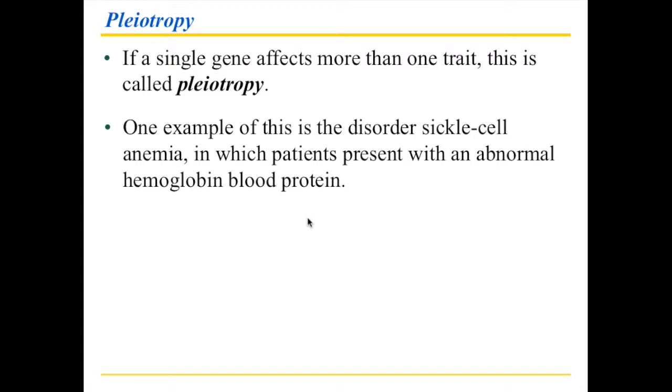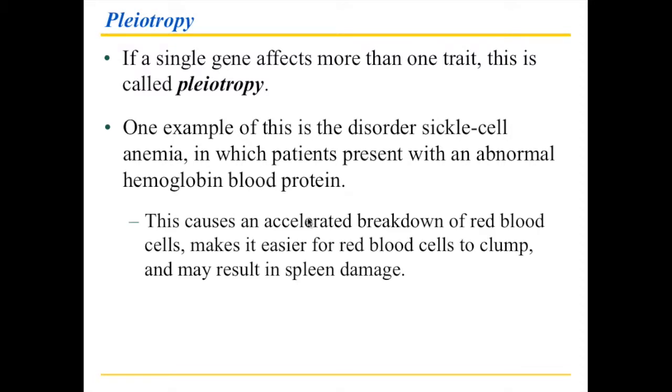So this would be the Mendelian thing, the abnormal hemoglobin blood protein, and how that is inherited. So that's your glitch. But then many other things could be affected by this. If you have this defective kind of red blood cell, then what happens here? Well, it means that your red blood cells tend to break down more quickly. They clump more easily. They may damage parts of your spleen. And so there are multiple things that can go wrong as a consequence of this one little change.